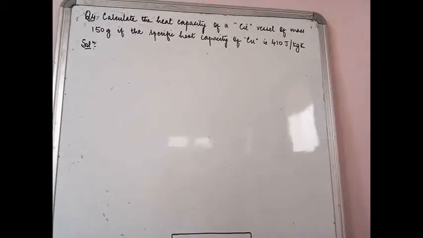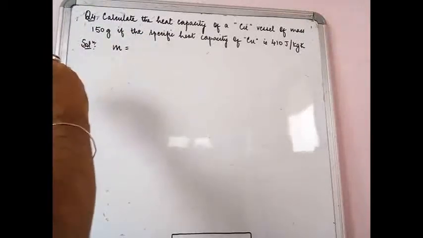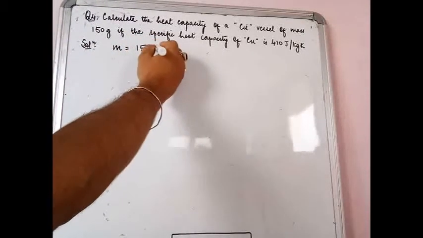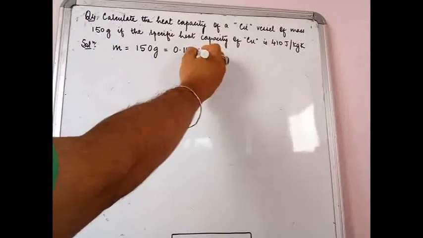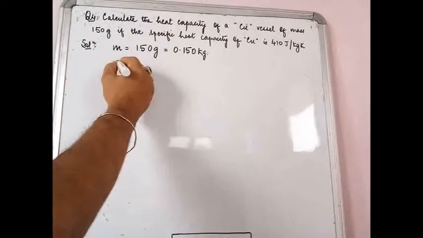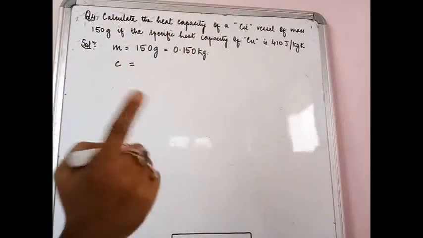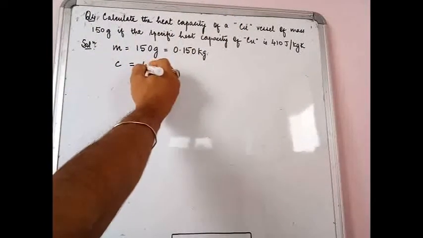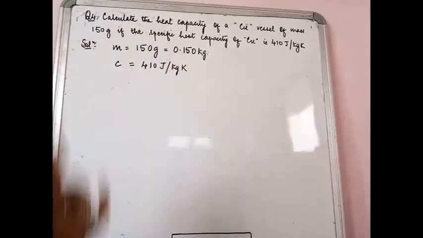Okay, so basically there are two pieces of information given to you in this question. One is mass, which is 150 grams. So this immediately becomes 0.150 kg. You have to convert it into SI unit. So the mass of the copper vessel becomes 0.15 kg. The other information that is given is specific heat capacity of copper, which is C, not C dash. This is given as 410 joules per kg Kelvin. Everything is in SI units.